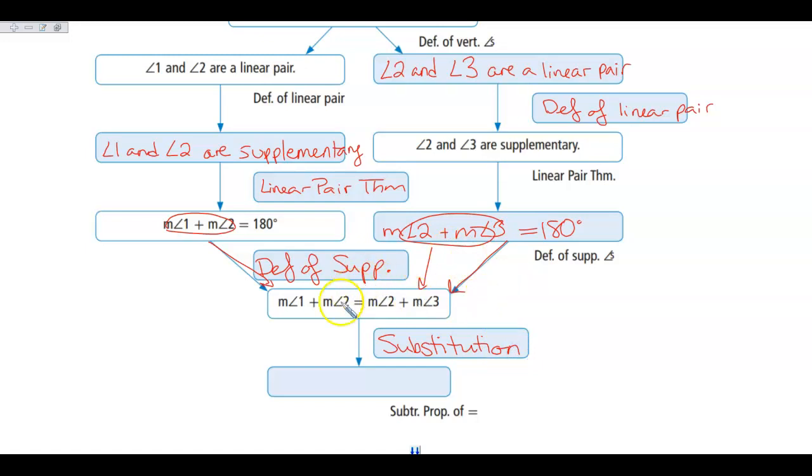But substitution is really better. All right, then from here, I can subtract the measure of angle 2 from both sides and get the measure of angle 1 is equal to the measure of angle 3, which is where my proof is trying to go.